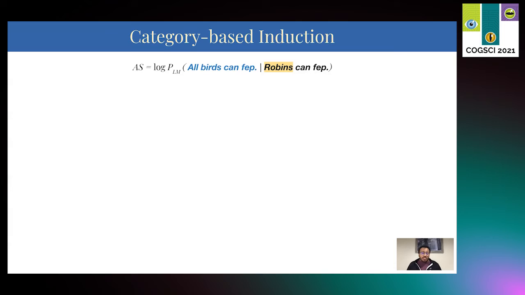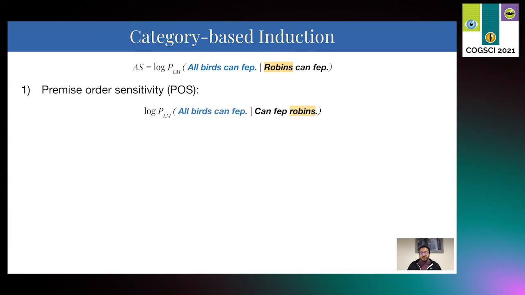So to alleviate this potential problem, we identify two confounds. First, we identify this confound known as premise order sensitivity, which computes the log probability of the conclusion given a jumbled version of the premise. So here the model should not be able to compositionally process the premise to generate the conclusion. In our next confound, the taxonomic sensitivity confound, we compute the log probability of the conclusion given a manipulated version of the premise. And so here the taxonomic relationship between category and the item in the premise and conclusion is violated.